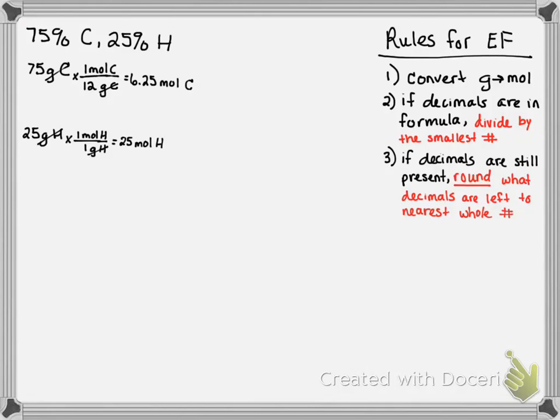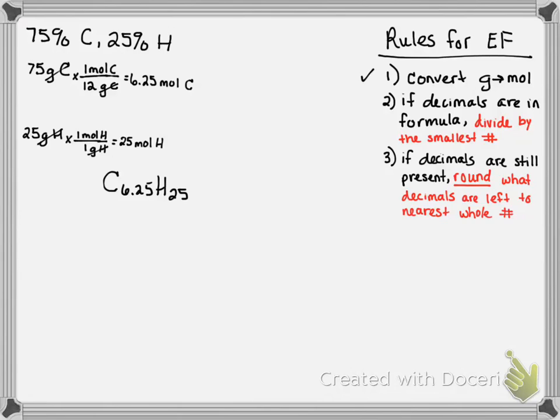From here, we're going to look at step 2. So we've done step 1. Step 2, if decimals are present in the formula, then divide all of the numbers by the smallest number. Here's why, because this right now is what our formula looks like. We have C 6.25 and H 25.